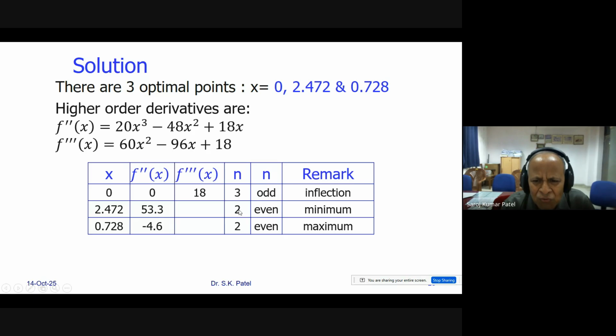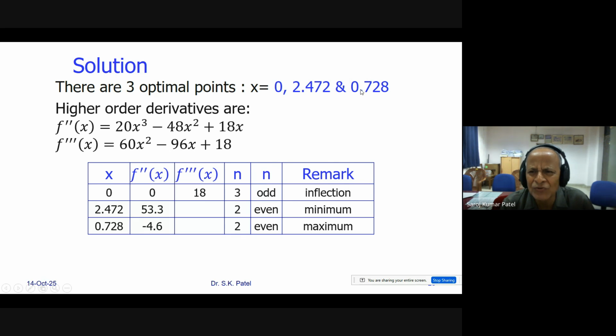Since n is equal to 2 and it is even, at this value we will get either a minimum or a maximum. Why will it be a minimum value? Because this non-zero value, which is 53.3, is positive. Since it is positive, the value of f at x equal to 2.472 will be a minimum. Understood? Now let us try the third solution.